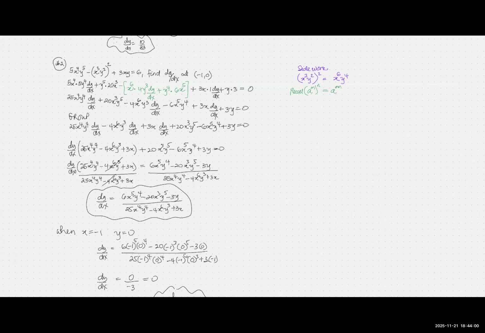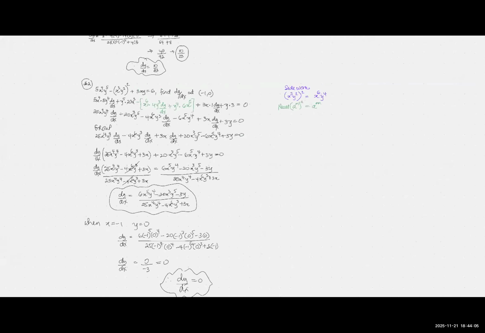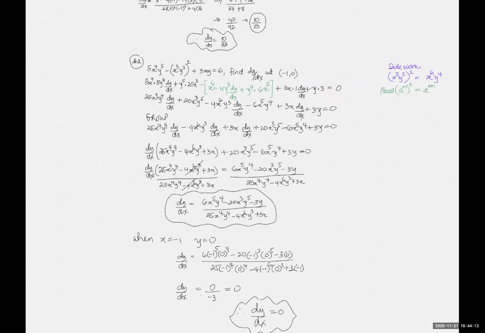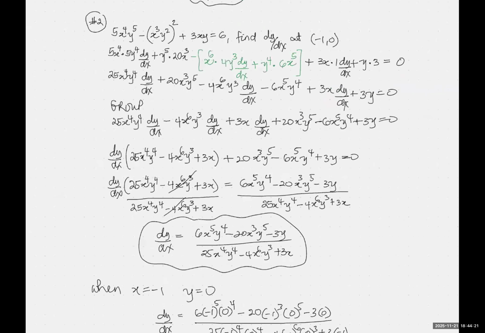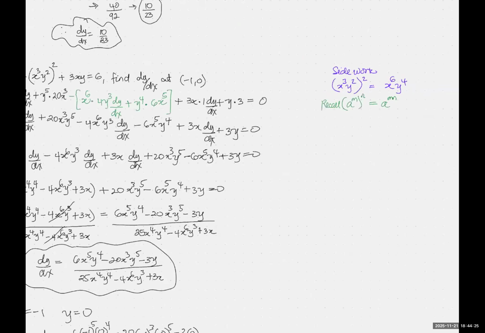Hold on, sir. Before we move on, I'll just review the question, where you have the original function with x cubed and y squared in the brackets, you just multiply the powers. Yes, sir. So the side work here is just applying the law of indices, a to the m raised to the nth power is equal to a to the m times n. Okay, no problem.